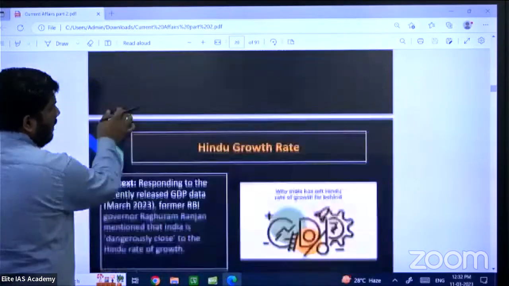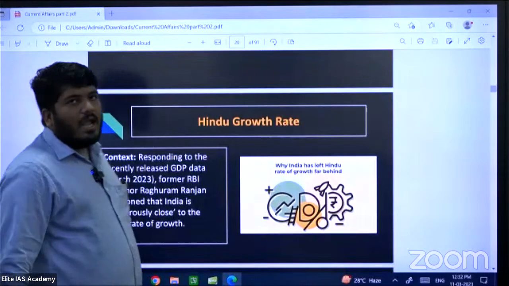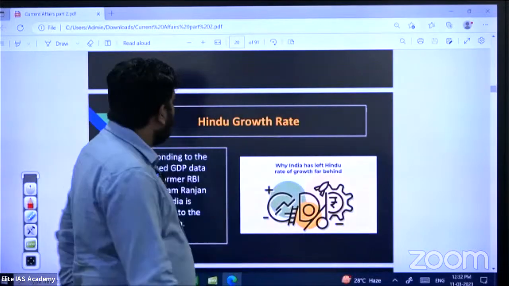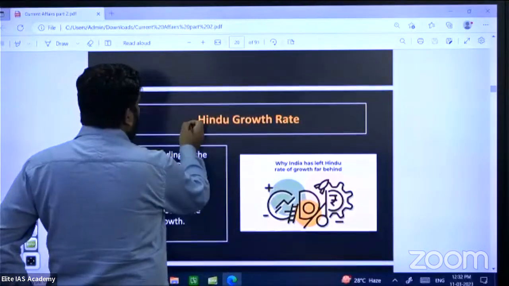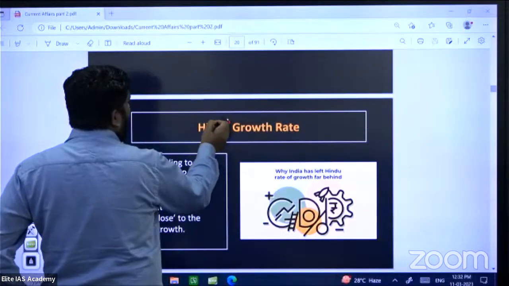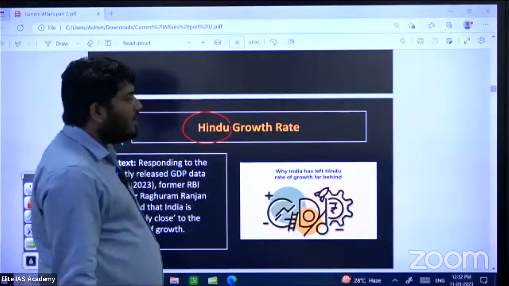Coming to the next topic, it is Hindu growth rate. When I started the session, I had already asked, is it related to the growth of Hindus? Still, I am repeating the question. Any online student want to say something? Is it related to the growth of Hindus?